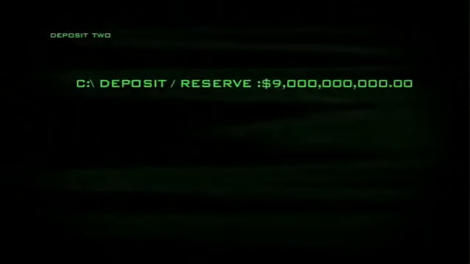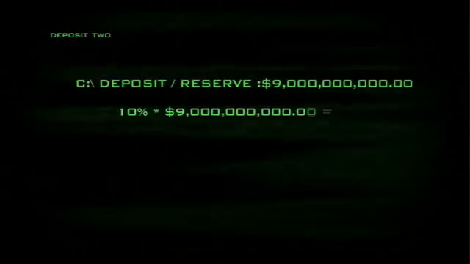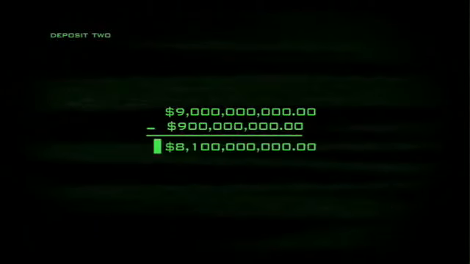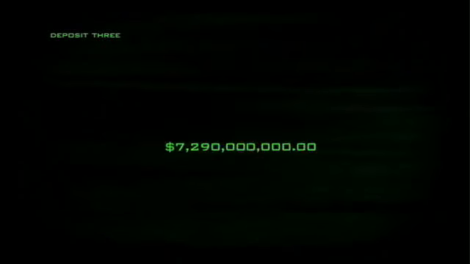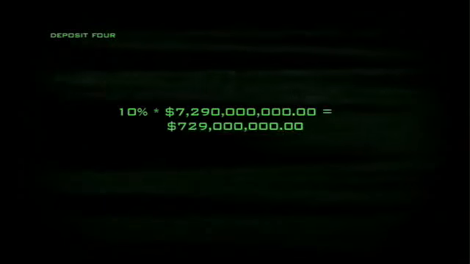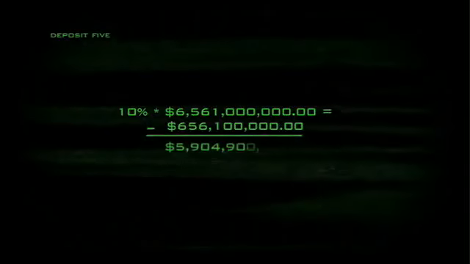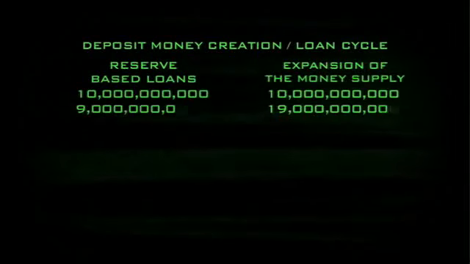The process then repeats, for that deposit becomes part of the bank's reserves. 10% is isolated, and in turn 90% of the $9 billion, or $8.1 billion, is now available as newly created money for more loans. And, of course, that 8.1 can be loaned out and redeposited, creating an additional 7.2 billion, to 6.5 billion, to 5.9 billion, etc. This deposit money creation loan cycle can technically go on to infinity.